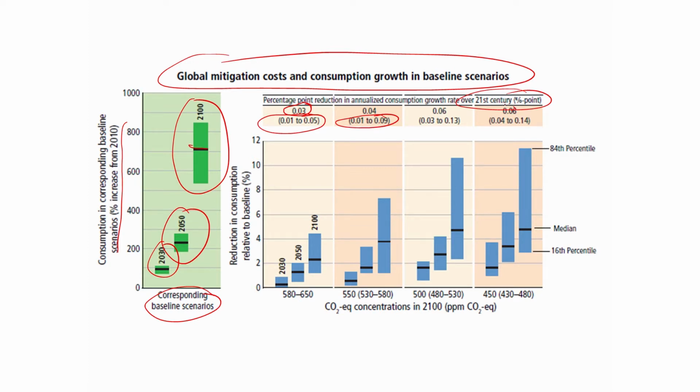So, as the reduction goes up in points annualized consumption growth rate, the uncertainty also goes up. Nonetheless, the reduction required relative to the baseline also goes up in each case. So, here is the range of carbon dioxide increase that we want to aim for. So, if we want to remain in this range, this is the kind of reduction we need. How do we do that?